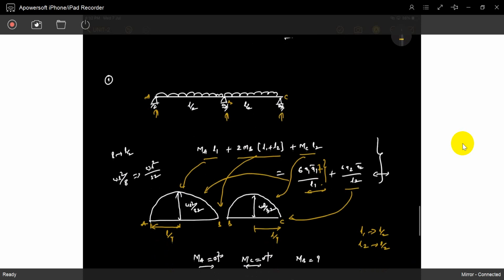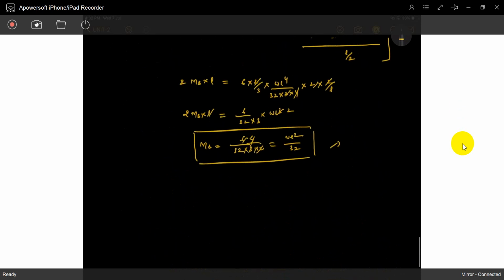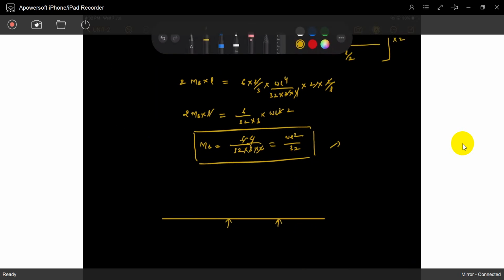Otherwise, if it is something like this, with A, B, C, D, then the spans are L, not L by 2.